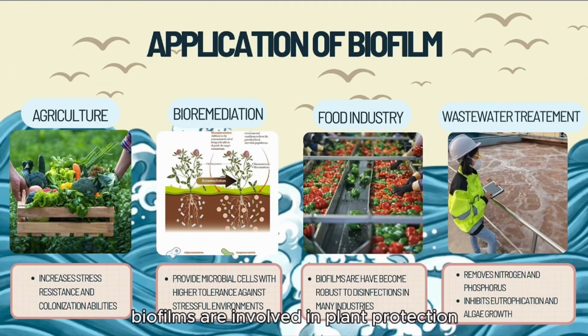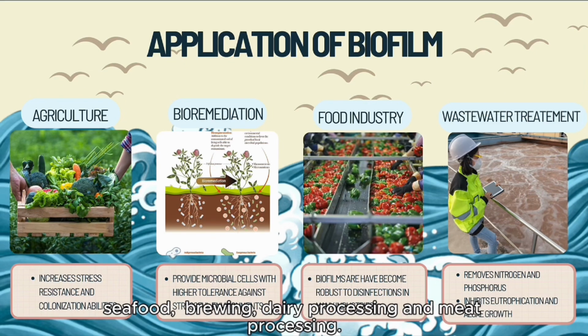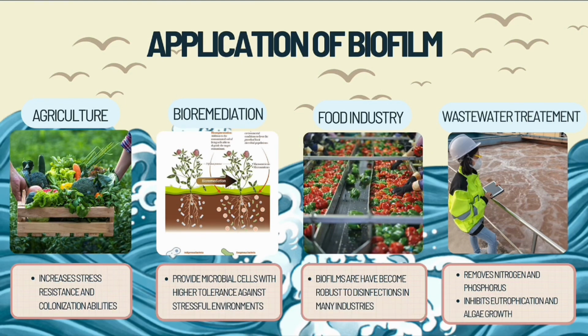To introduce some biofilm applications, biofilms are involved in plant protection where they increase stress resistance and colonization abilities. This is a sustainable approach towards enhancing crop production because of their resilience, which empowers crops to thrive and yield even in harsh conditions. In toxic waste remediation, biofilms provide microbial cells with higher tolerance against stressful environmental conditions, pathogens, and harmful chemicals. In the food industry, biofilms have become more robust to disinfection in many industries, like processing seafood, brewing, dairy processing, and meat processing. These biofilms aid in the removal of nitrogen and phosphorus from wastewater, whereas phosphorus can foster eutrophication and nitrogen causes algae growth. It is because of this that plants can't absorb nutrients as effectively.